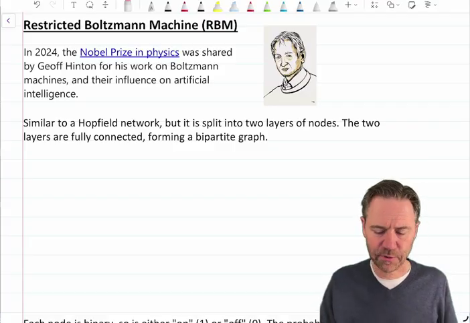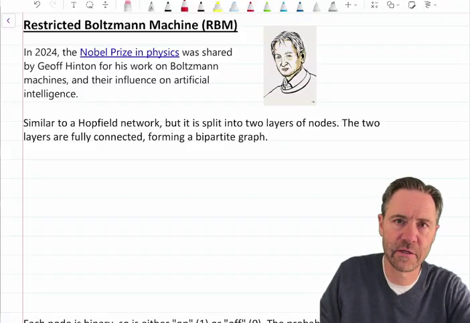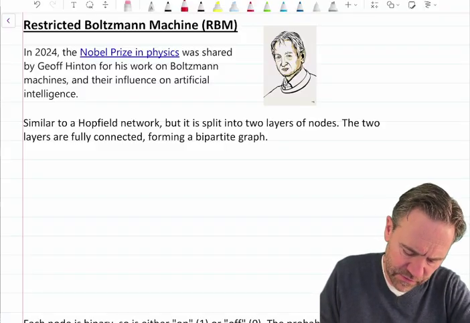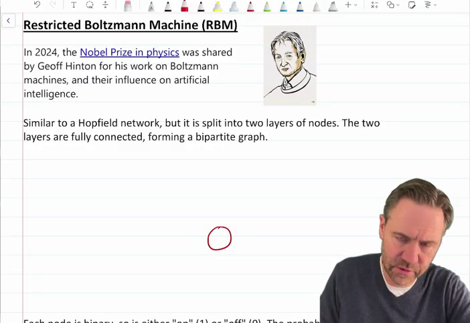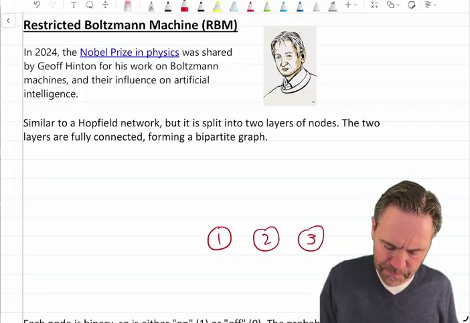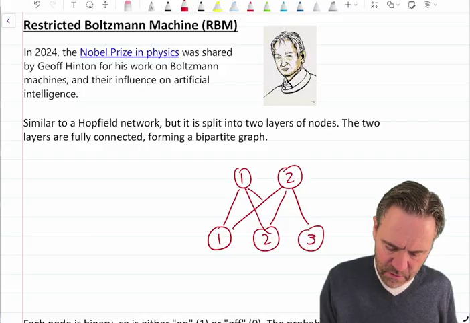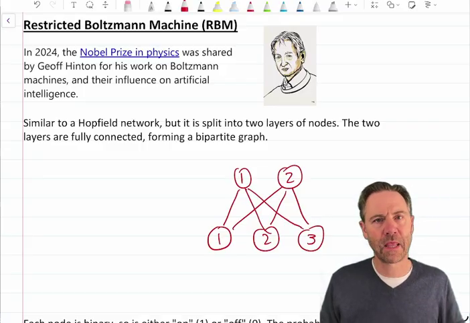So a restricted Boltzmann machine is similar to a Hopfield network, except it's split into layers of nodes. The two layers are fully connected and they form a bipartite graph. Let me draw that. First of all, you've got the visible nodes here. I'll draw a few of them: 1, 2, 3. And you've got hidden nodes. I'll number them 1 and 2. And they're fully connected.